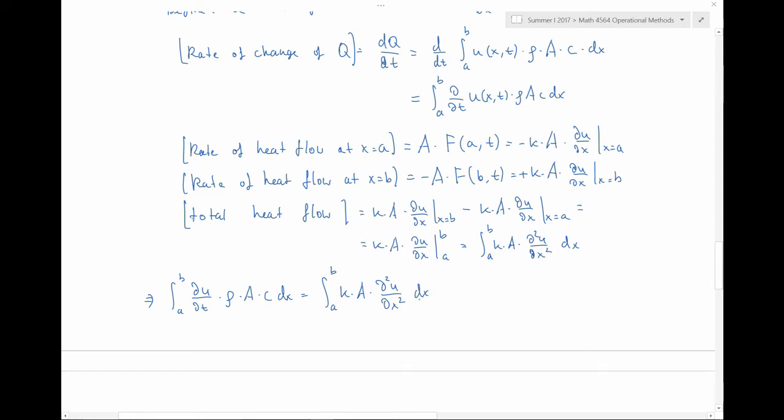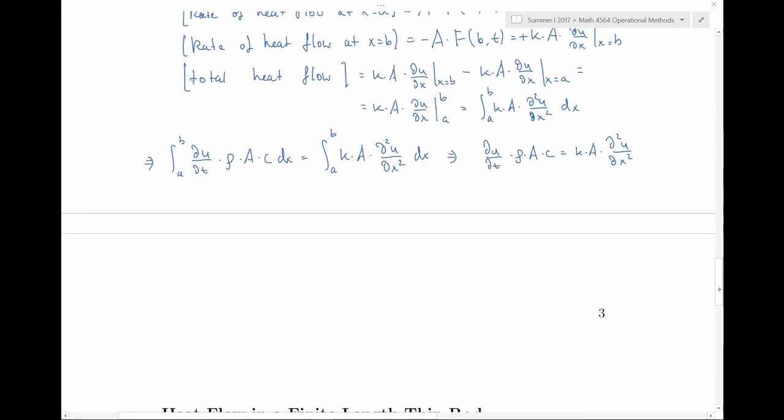Since a and b are arbitrary, it means that we're taking the integral over all possible subintervals from a to b. And if these two functions inside the integrals are different, even at some location, then we should be able to find intervals a to b where those integrals would be completely different. But what the equation says is that no matter what a to b you choose, this integral is always going to end up the same, and therefore you're integrating the same functions. And therefore, du dt times rho A c should be the same as k times A times the second derivative of u with respect to x.